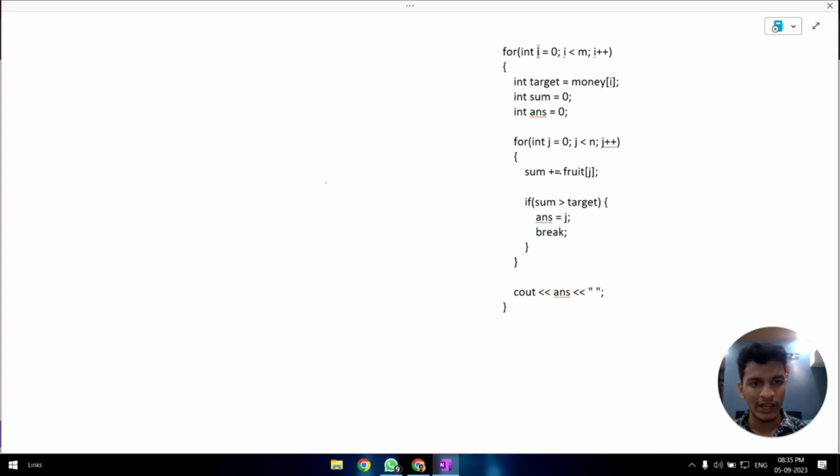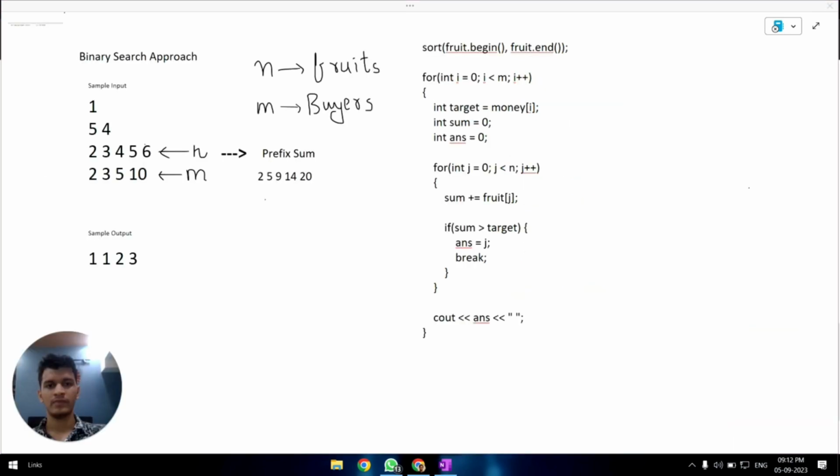It's starting from 0 to n, and we are taking the summation, and we are checking the condition that the summation should be smaller than or equal to the target value. Then we take the fruit, but if the summation is greater than the target value, then we break, and that answer comes out to be our output.